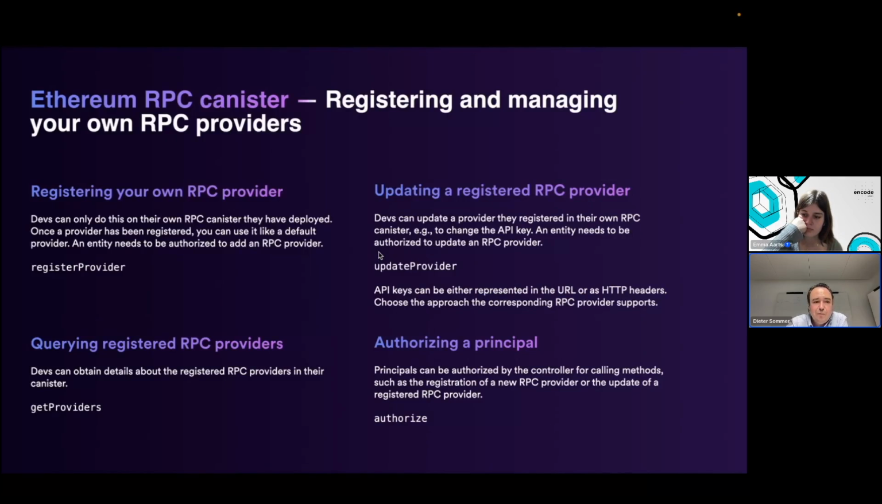So my recommendation would be only do this if you really cannot use, or if you really have strong reasons to not use the public NNS controlled RPC canister, then deploy your own one. Otherwise, just use the public one. It's usually much simpler than rolling it on your own.